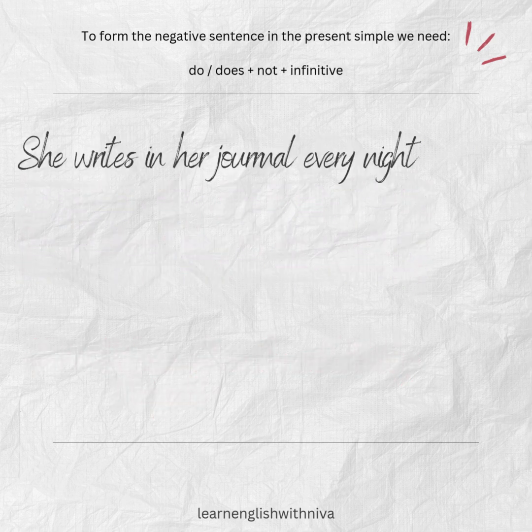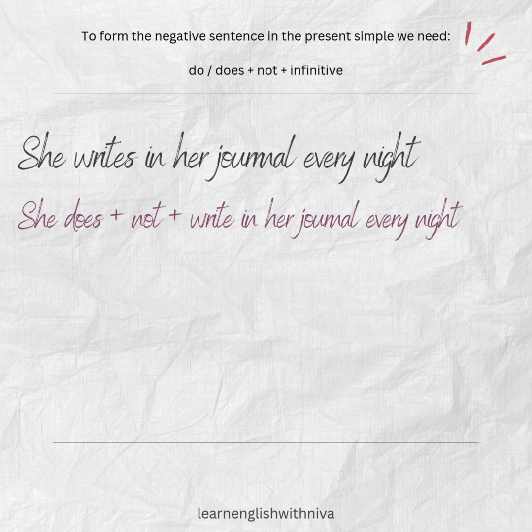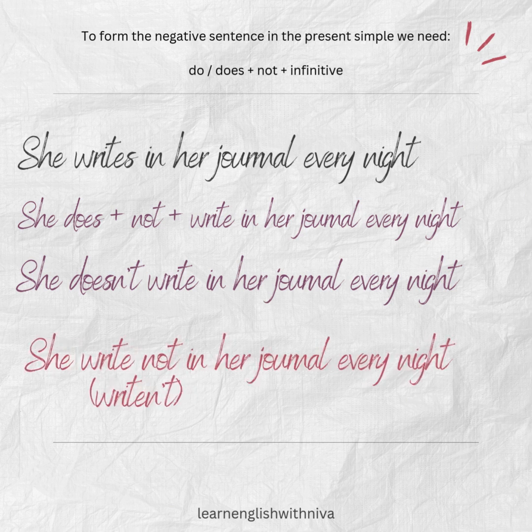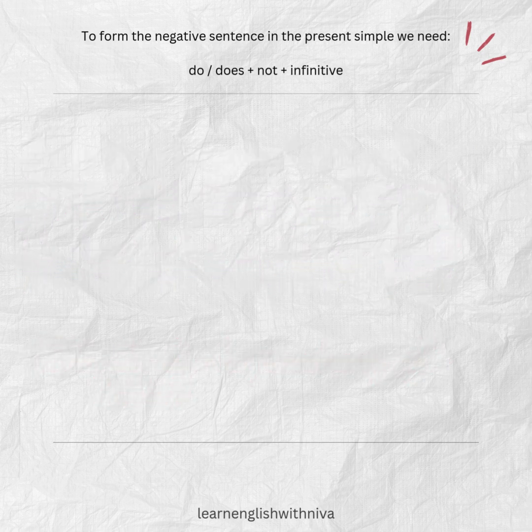She writes in her journal every night. The negative would be she does not write in her journal every night. And then we can contract it and say she doesn't write in her journal every night. It is not correct to say she write not in her journal every night.